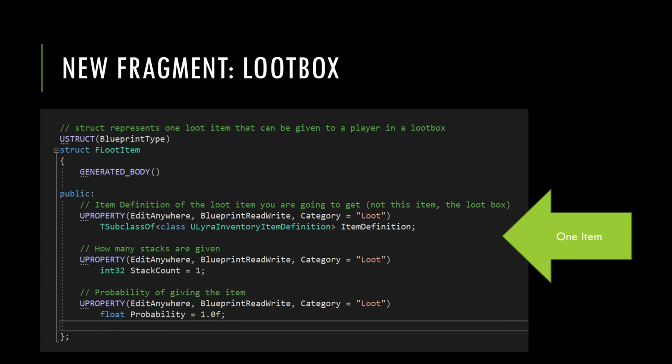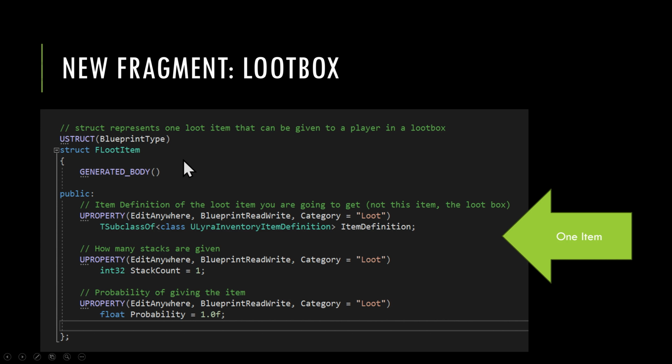The next thing we needed to do was to create a new inventory fragment. So in our other videos, we have fragments for abilities and skills and a bunch of different fragments. So we created a new fragment called our LOOTBOX. It has an item definition.